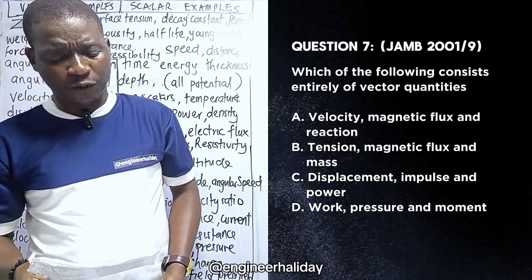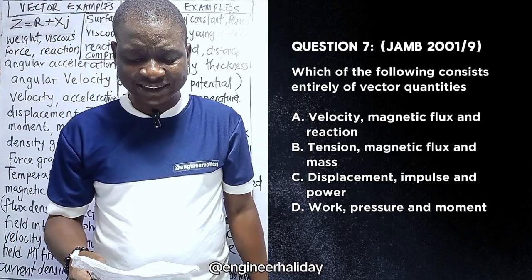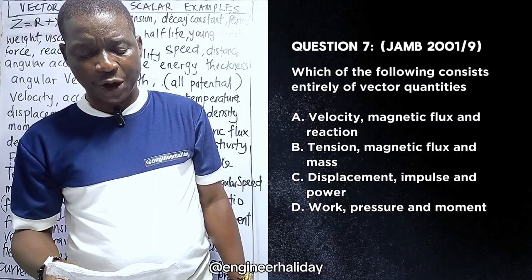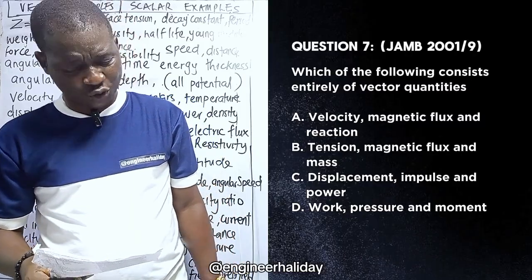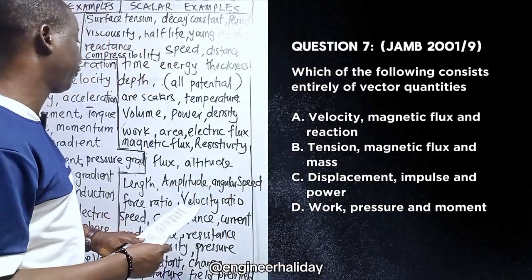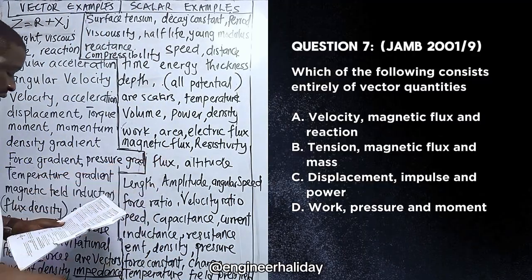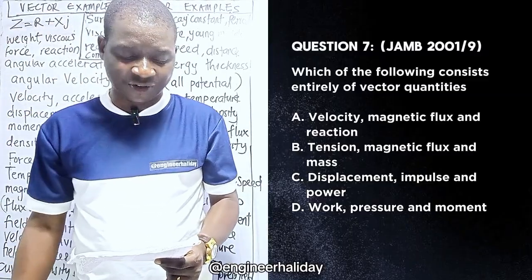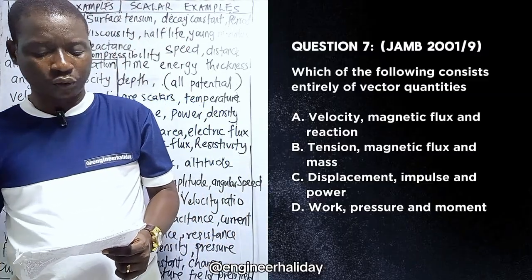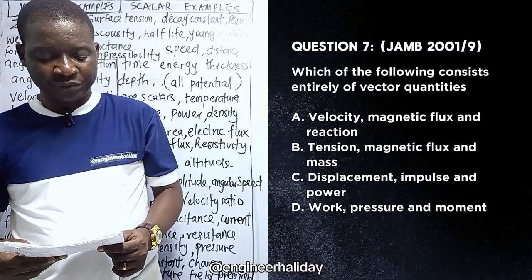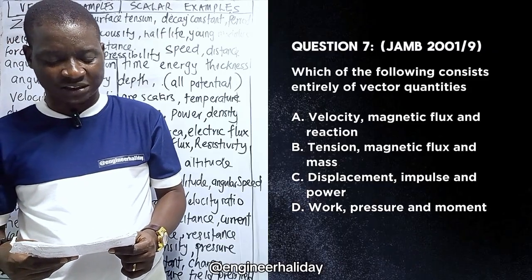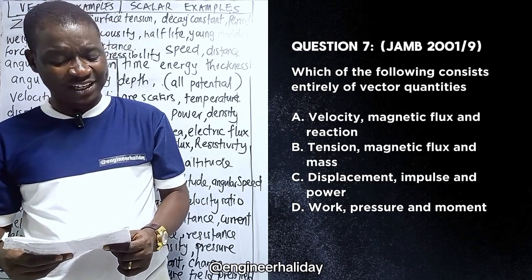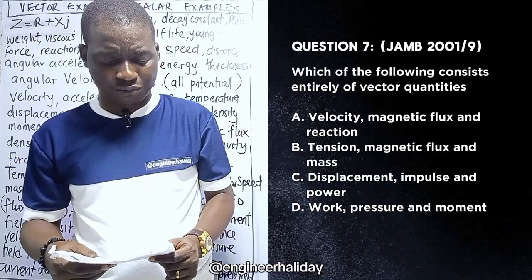Number 7, which of these following consists entirely of vector quantity? A, velocity, magnetic flux, and reaction. Option A is wrong because of magnetic flux. Magnetic flux is a scalar quantity, not a vector. Reaction is a force, so magnetic flux makes it wrong. B says tension, magnetic flux, and mass. No, that one is also wrong. Tension is the only correct vector. The others are what? Scalar.